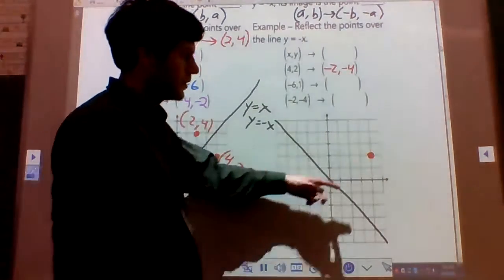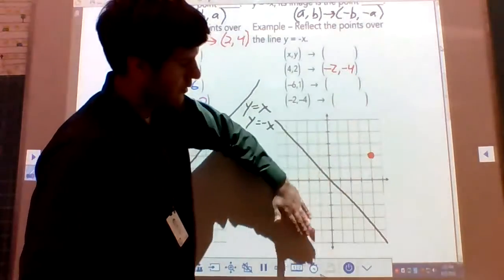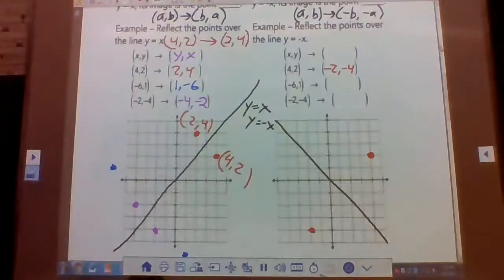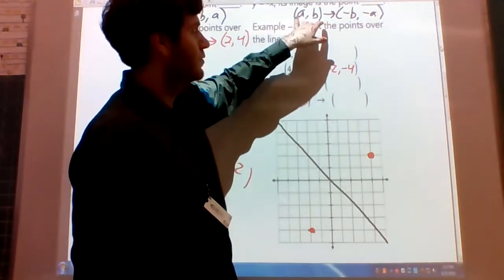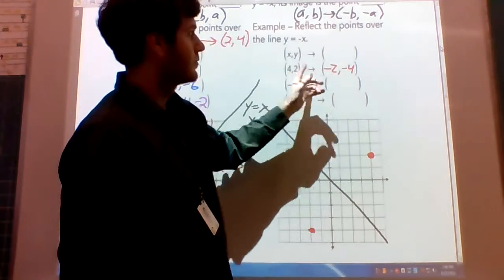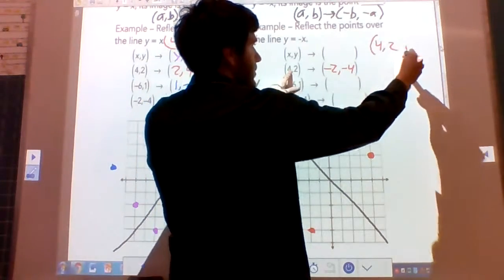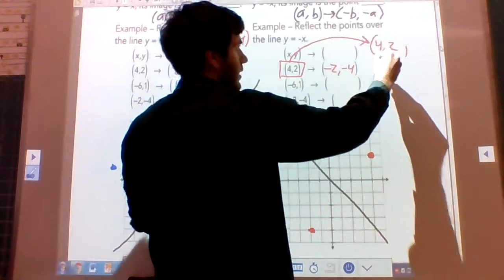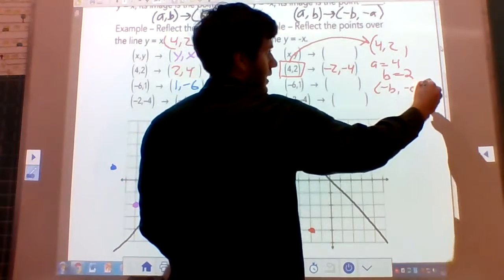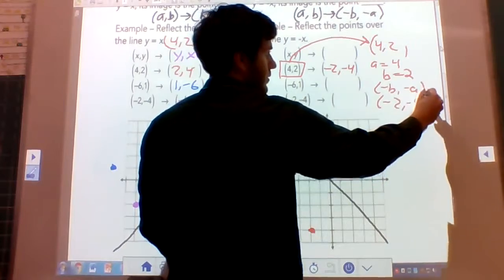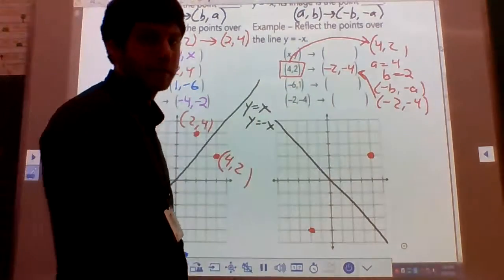These ones are hard to visualize, but it would be somewhere down here. You have to think of folding it over, reflecting it over, so it should be symmetric. Or our formula says AB goes to negative B, negative A, so we have to switch them, and then we have to make them negative. If we have 4, 2, A is 4, B is 2. So we want negative B, negative A, so we want negative 2, negative 4. We're just flipping them and making them negative.